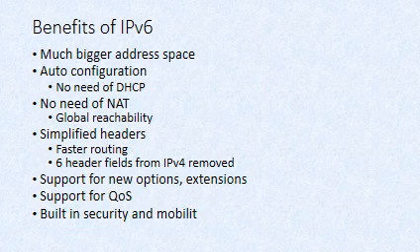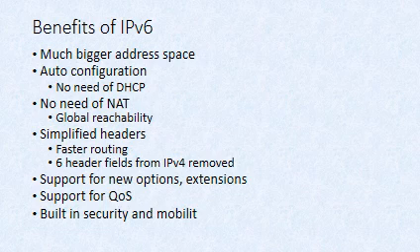From a technical perspective, to simplify routing, a number of headers in IPv4 were removed. They were really not needed, and so 6 headers have been removed. That enables faster routing. So possibly even if your entire network is IPv4, you might experience a faster response. IPv6 also supports new options, new extensions.